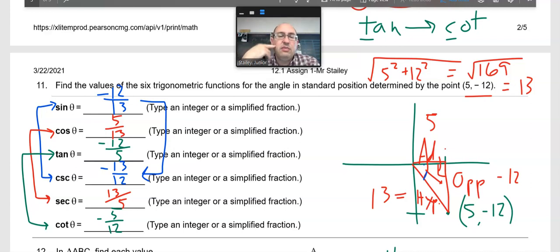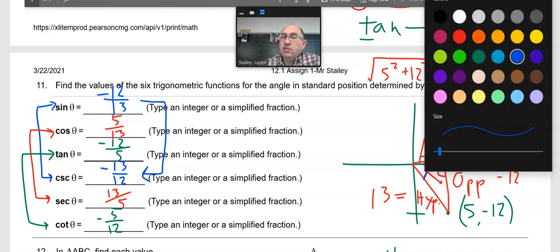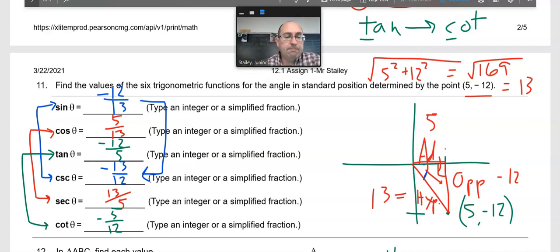It will stay the same sign. So if the original is positive, the reciprocal is positive. If the original is negative, the reciprocal is negative. You're simply flipping it over, folks. That's it. Okay. Next we have the cosine.